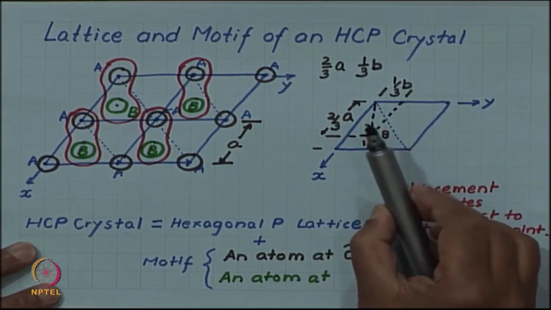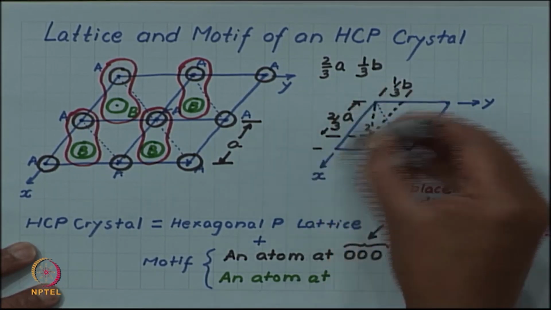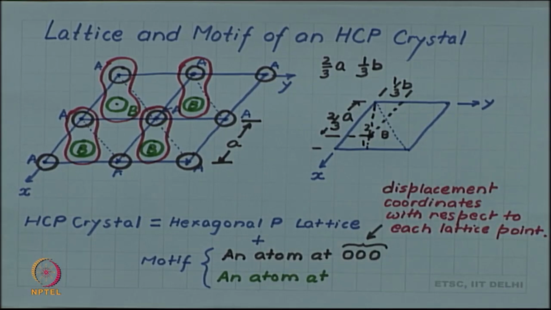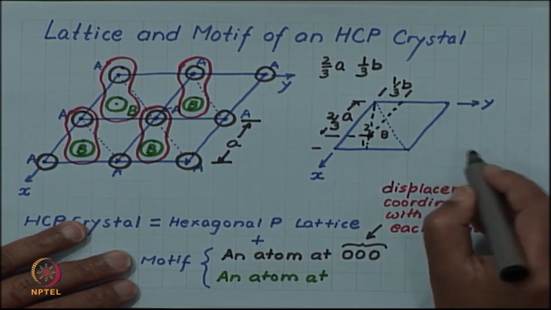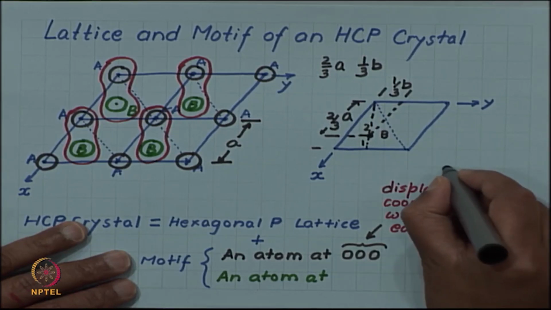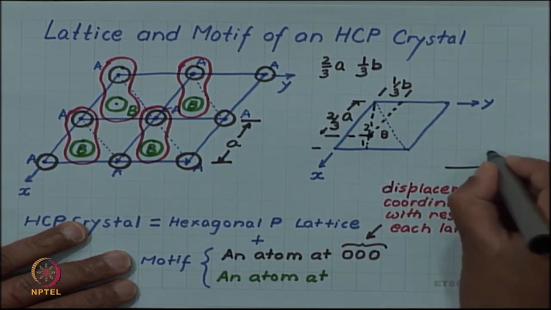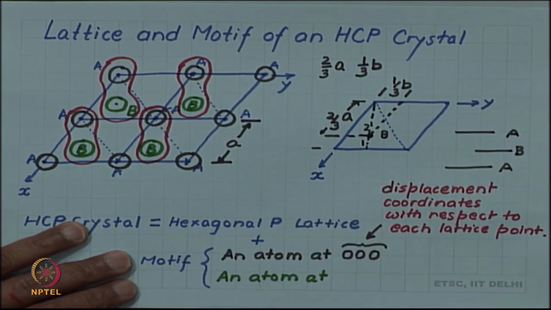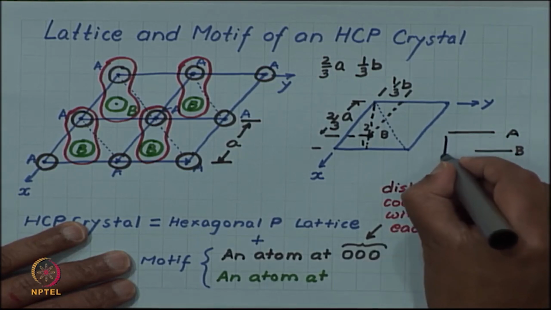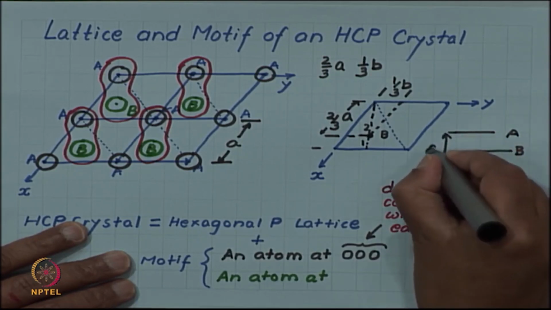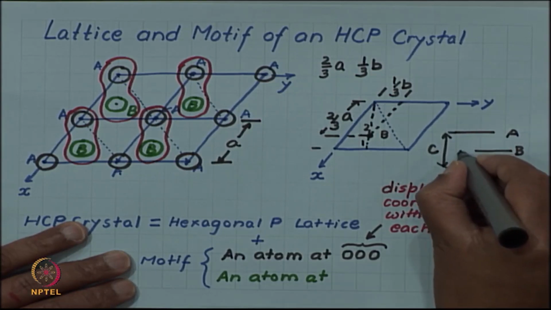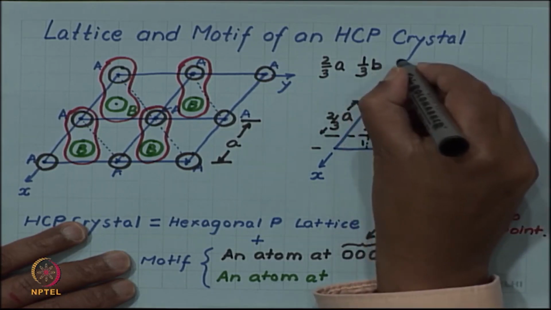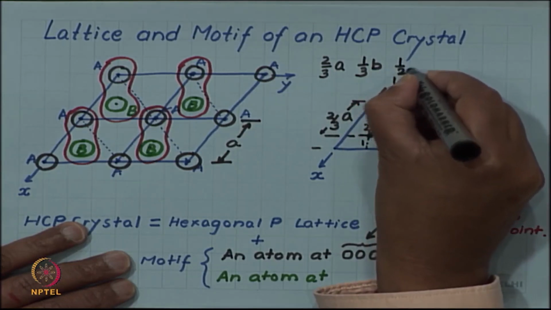Now, the question is, what is the z coordinate? Remember, z is orthogonal to the xy plane in the hexagonal crystal, and the repeat distance or the unit cell edge length in this direction is equal to C, but the C is from A, we have a stacking sequence A, B, A. So, the entire distance from A to A is what is called C. So, distance from A to B is half of that, and that is C by 2. So, the third coordinate is half of C.